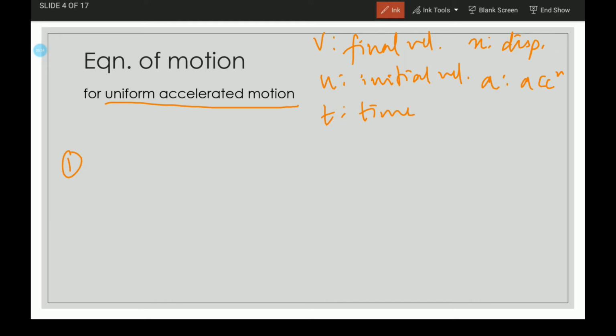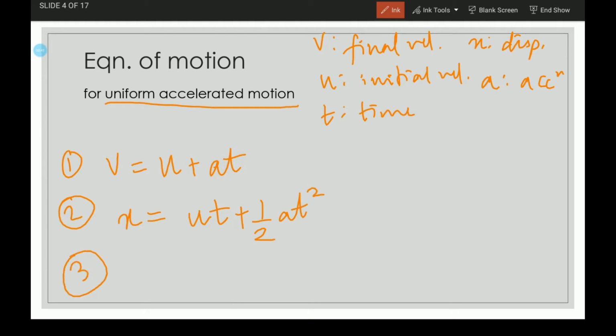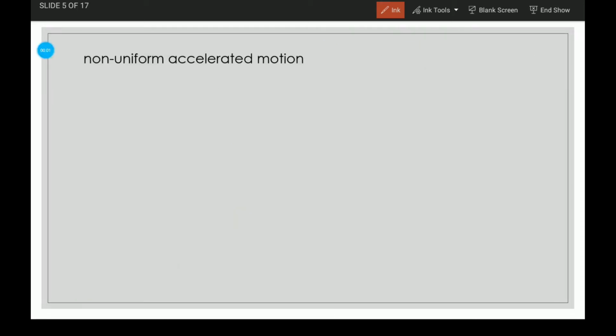The first equation of motion is final velocity, or v, is equal to u plus at. The second is x is equal to ut plus half at square. And the third is v square minus u square is equal to 2ax. Now mind you folks, this is only applicable for uniformly accelerated motion. Now these equations are for the non-uniformly accelerated motions.